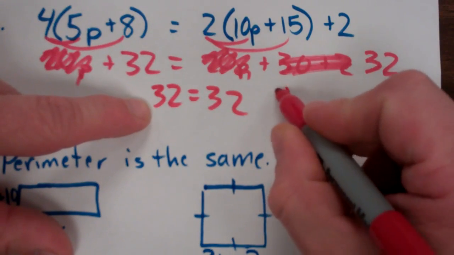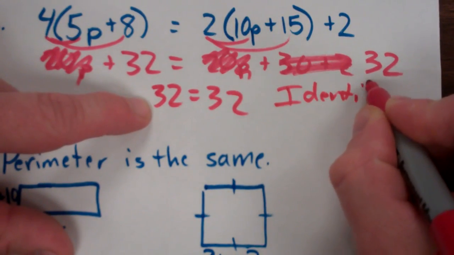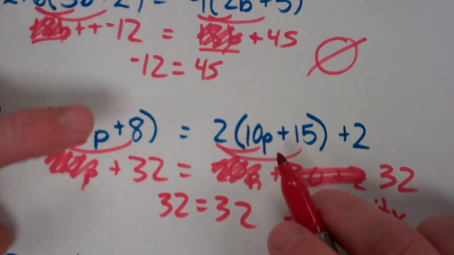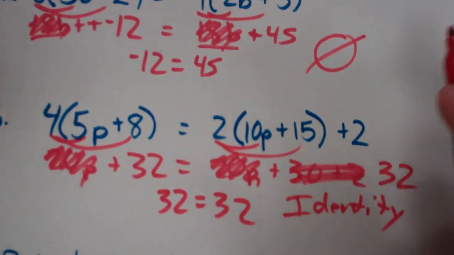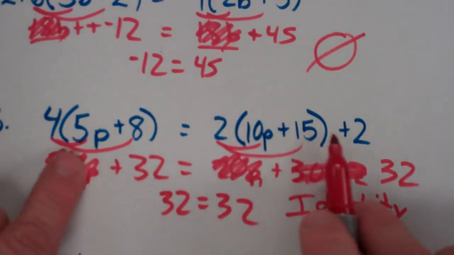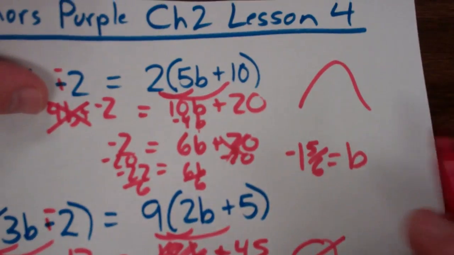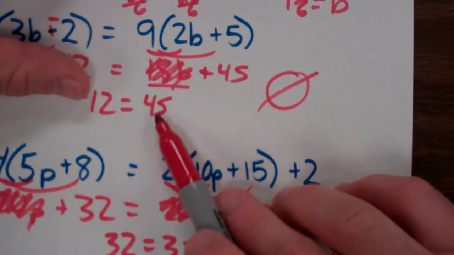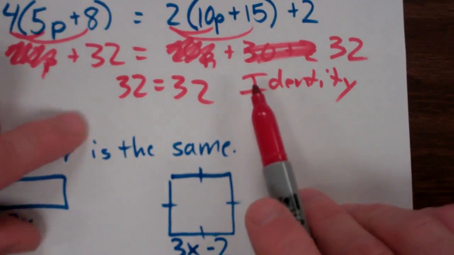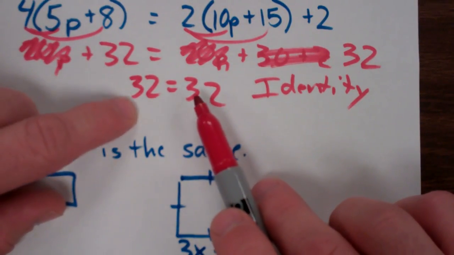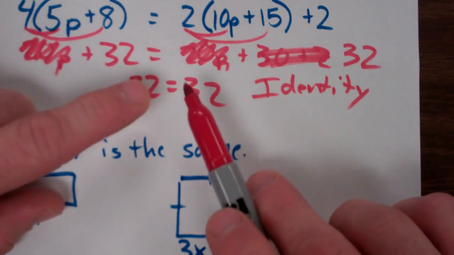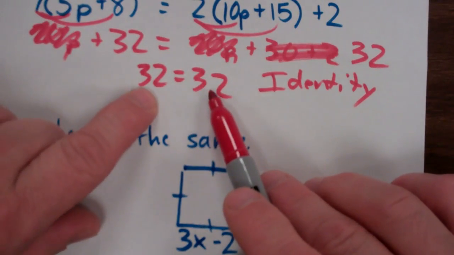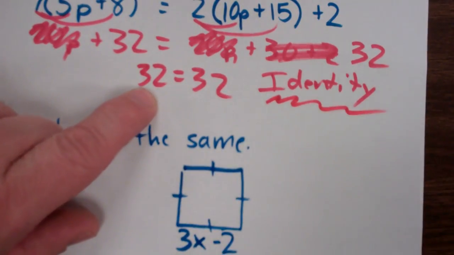32 equals 32. This is called identity, or all real numbers. Any real number that you put in for p would give you a correct answer here, because these two are worth the exact same amount. So we have three options. Either you get an answer, you get an empty set when you end up with something like negative 12 equals 45, or you get an identity where when they cancel out both sets of variables, you get the same constant equals the same constant. And I always say it this way: 32 equals 32. Of course it does. That's its identity.